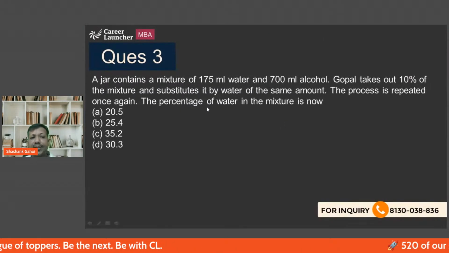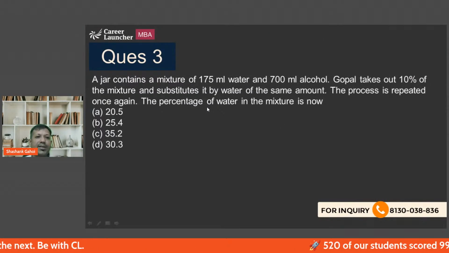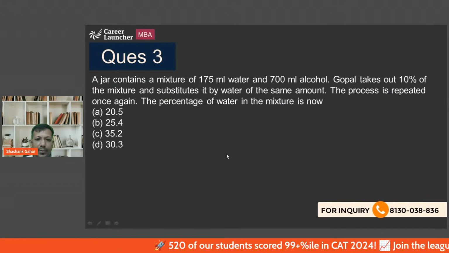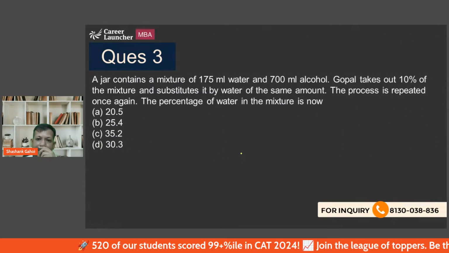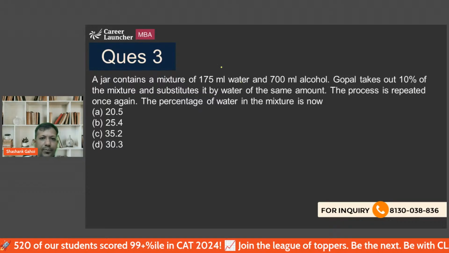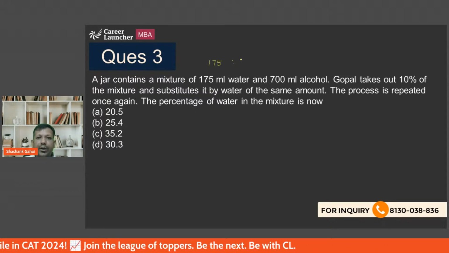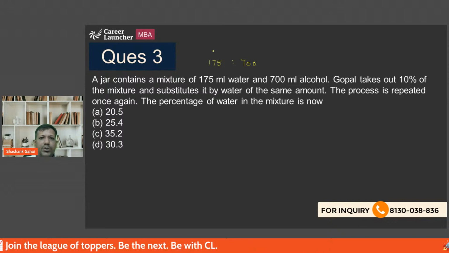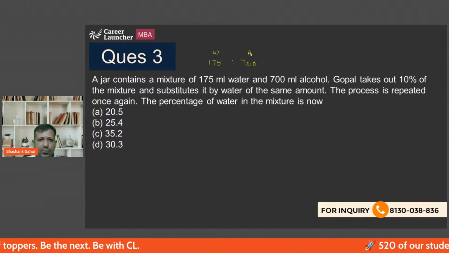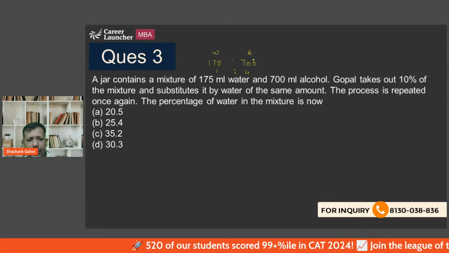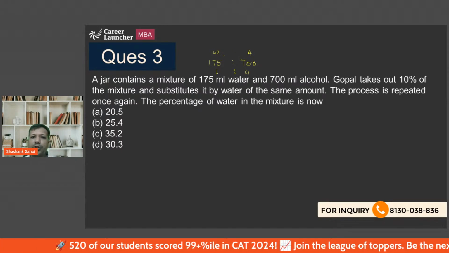What does it say? It says that a jar contains a mixture of 175 ml water and 700 ml alcohol. So 175 is water and 700 ml is alcohol. I am looking for the water to alcohol ratio. So this is 1, this is 4, I can directly cancel out. So 700 is 175 into 4. So the water to alcohol ratio is 1:4.